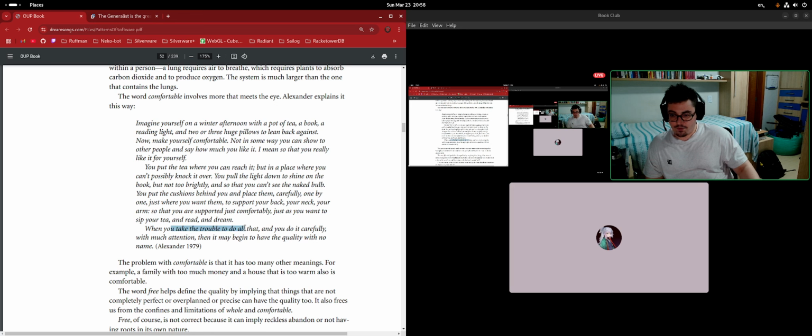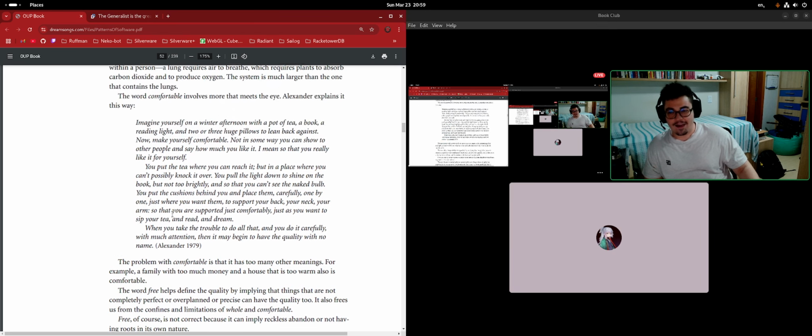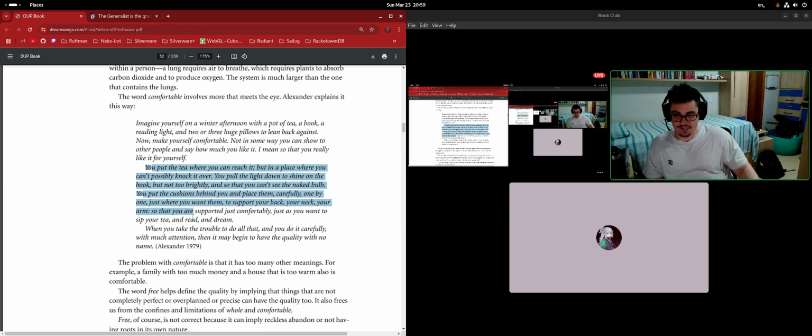When you take the trouble to do all of that, and you do it carefully, with much attention, then it may begin to have the quality with no name. Yeah, this is again very relatable. It's a very tricky thing. I particularly have this kind of routine for sleeping.